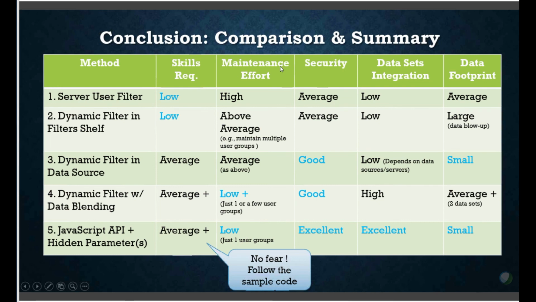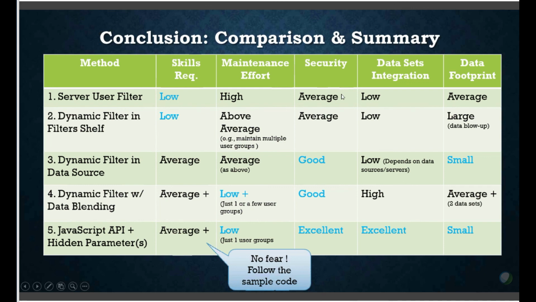And maintenance speaking, solution number 1 is very high. Solution number 2 is about average because you have multiple users to maintain. Solution number 3 is the same as number 2. Solution number 4, maintenance effort is low. If you have one user group to maintain, it's low. But if you have multiple user groups, you probably don't need that many because the data blending can help you filter the user, so you don't need to maintain so many user groups. And solution number 5 has very low maintenance effort.